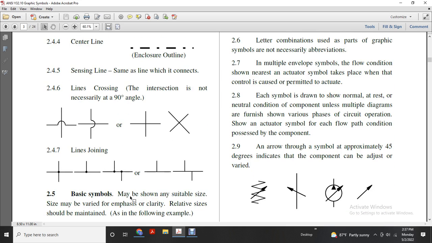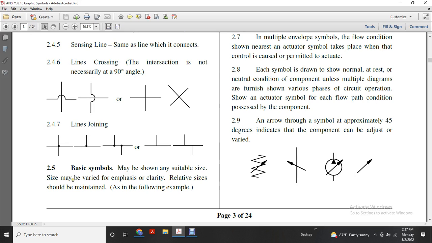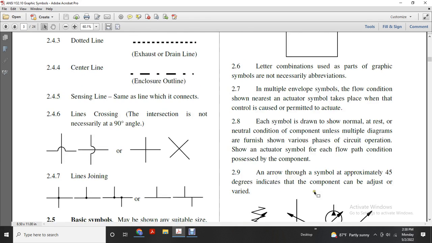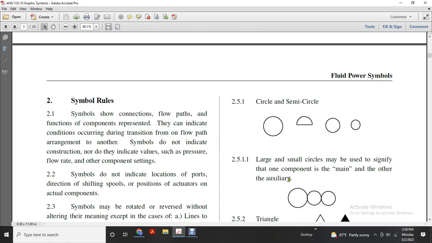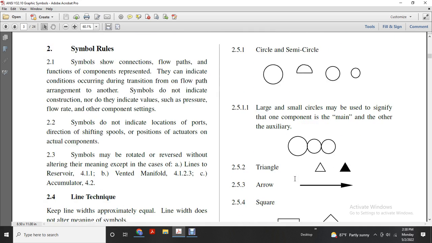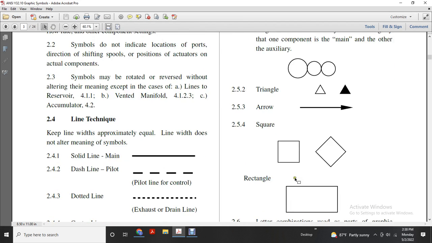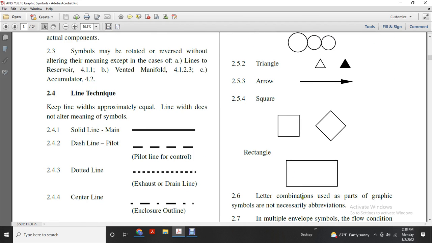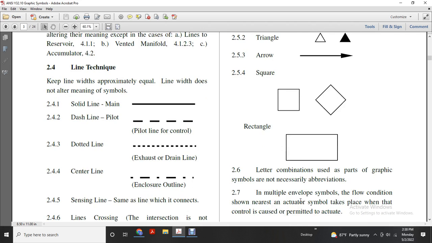Lines joining. A basic symbol may be shown with a suitable size, varied for emphasis or clarity. Relative size shall be maintained as in the following example. Circles, semicircles, large and small circles are used to signify one component of the main, other, or auxiliary. Triangles, arrows, squares, rectangles, and letter combinations used as part of the graphic symbol are not necessarily abbreviations.